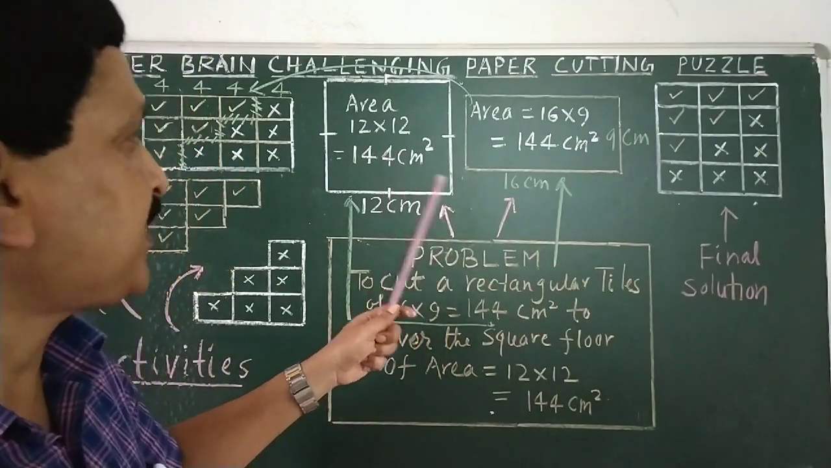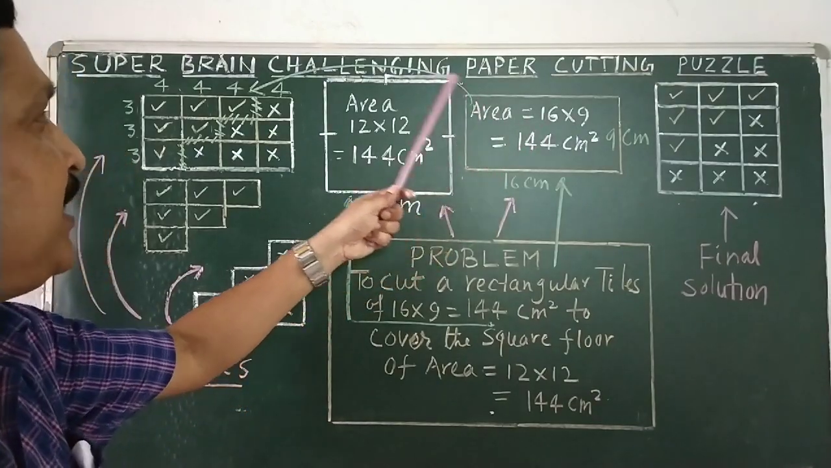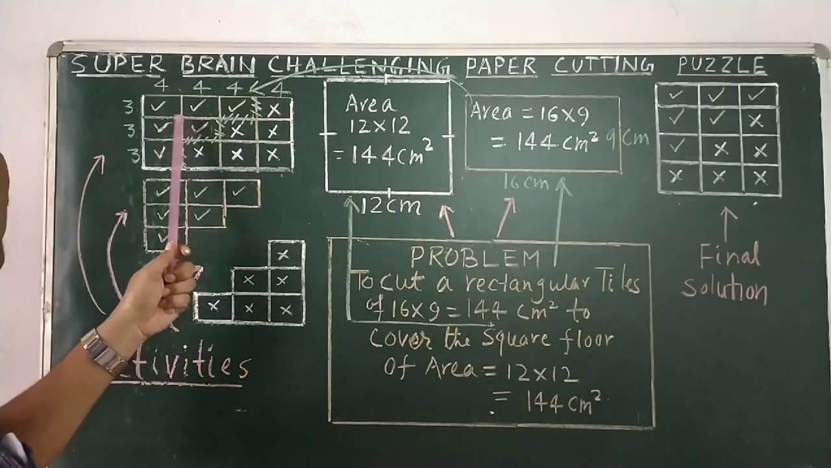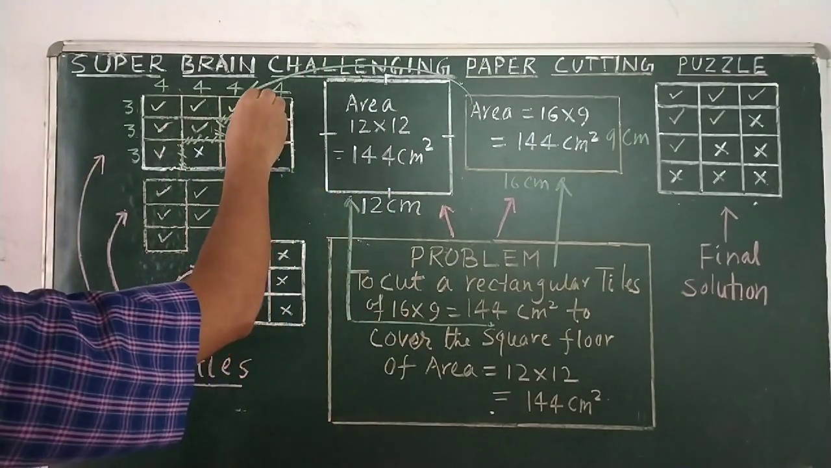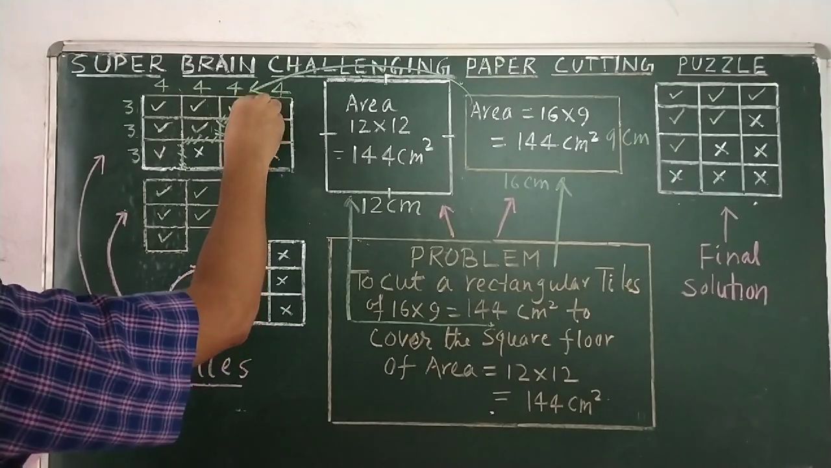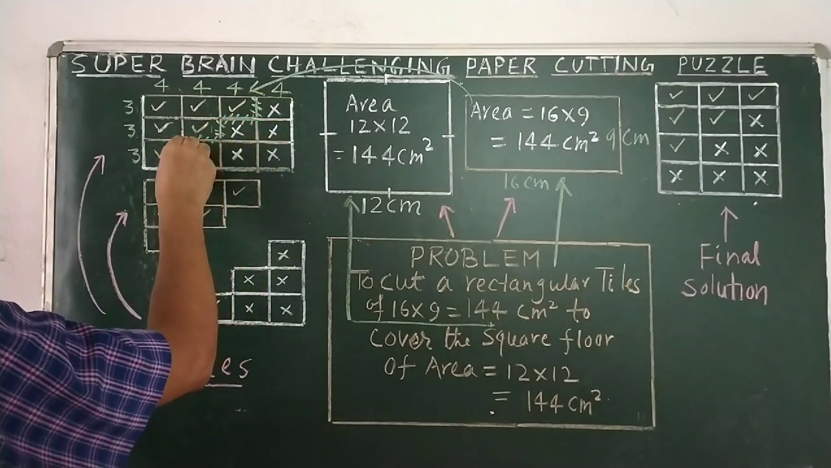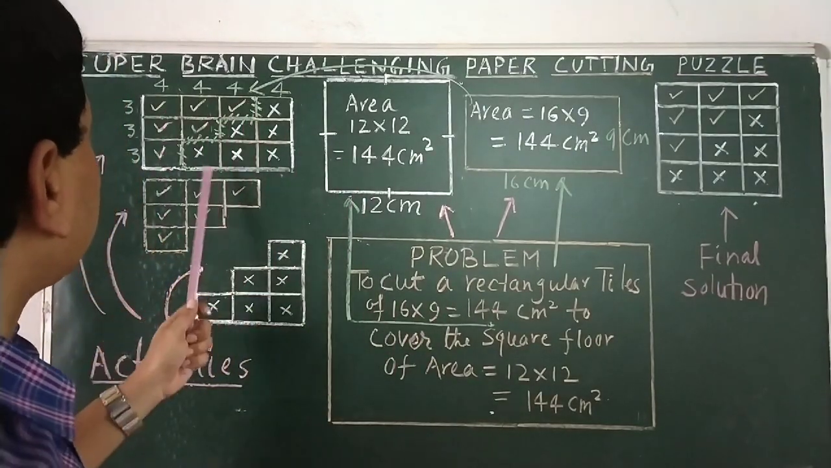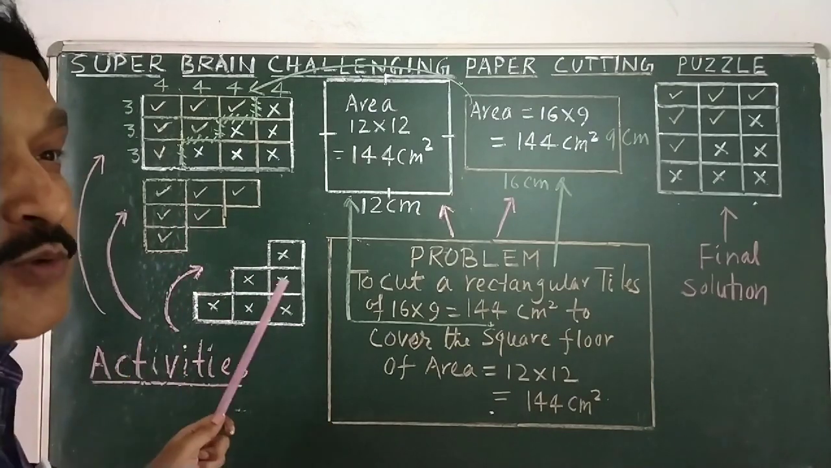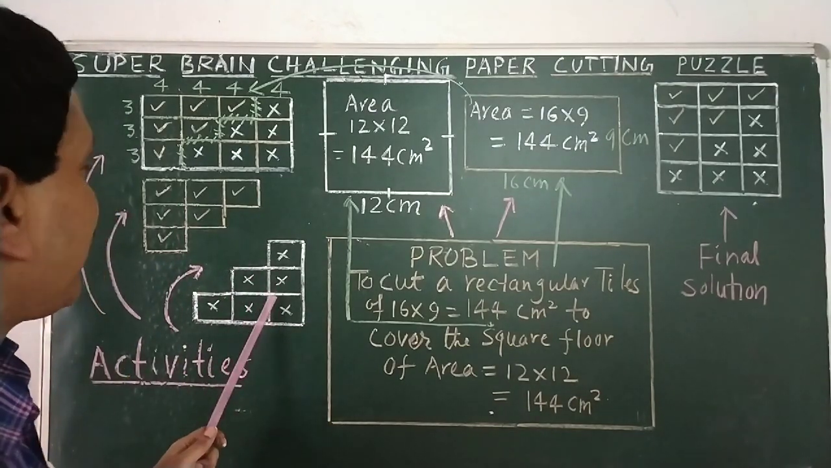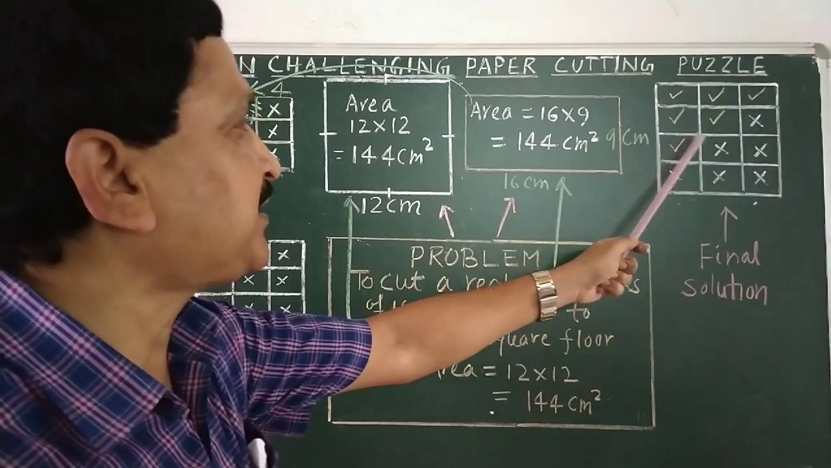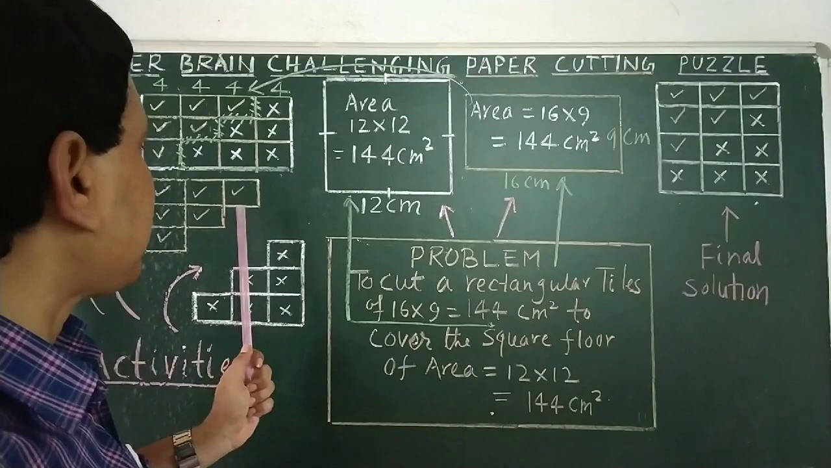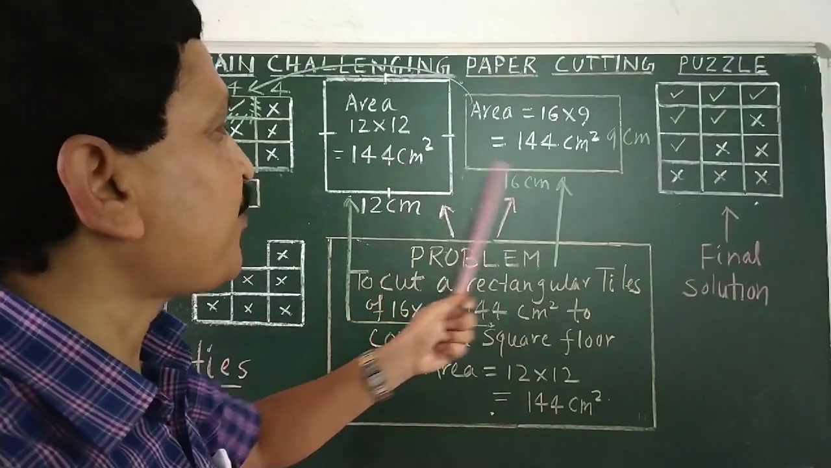This is the square. Now the activity: bring this tile into the activity room. Now start cutting like this. Start from this, then like this, then like this, then like this. The two parts are symbolized by a tick mark and a cross mark. These are the two parts. So the activity is over. Now the two parts are set in the solution portion. So the two parts are successfully covering the square floor.